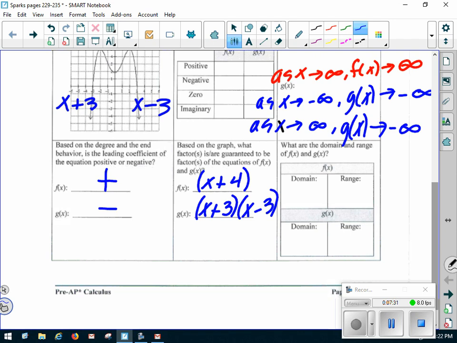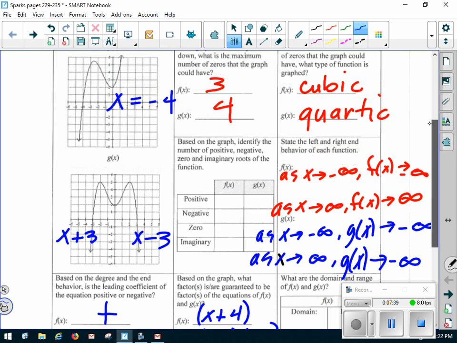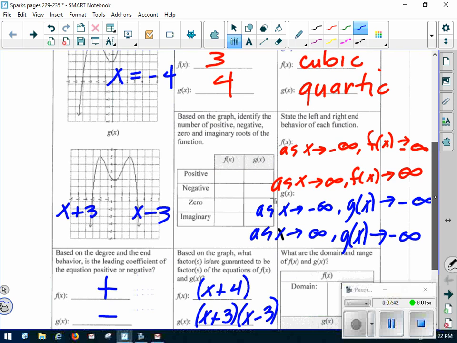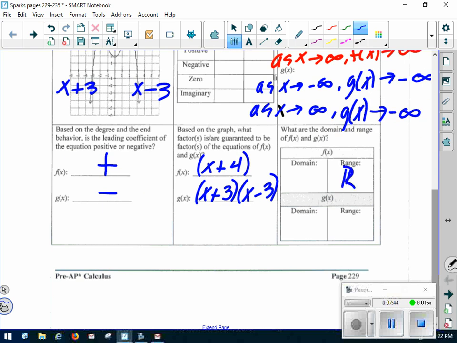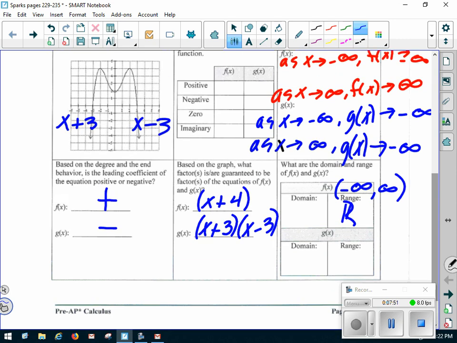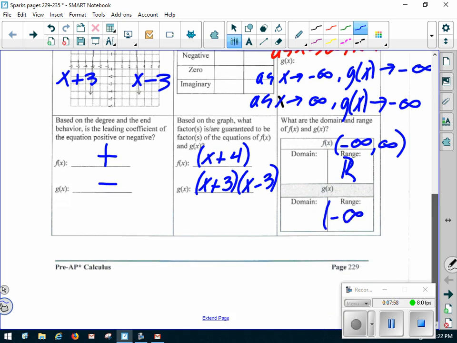Let's talk about range. Please know that the domain of a polynomial is all real numbers. Talk about the range. What's the range of f? All reals. Or you can write negative infinity to infinity. What's the range of g? Negative infinity to 5. Is 5 included? Does y equals 5 have an x value? You betcha.